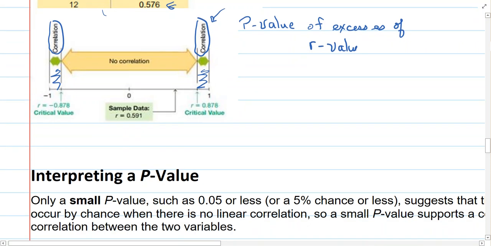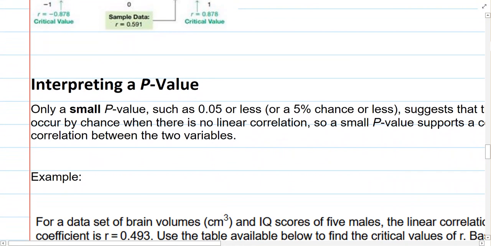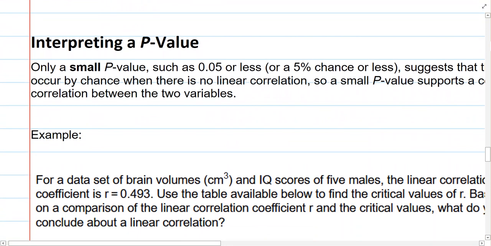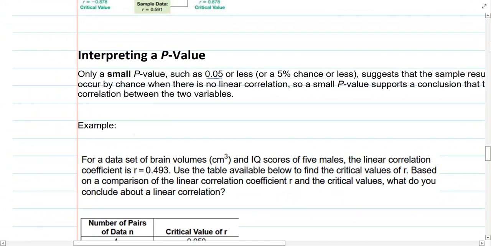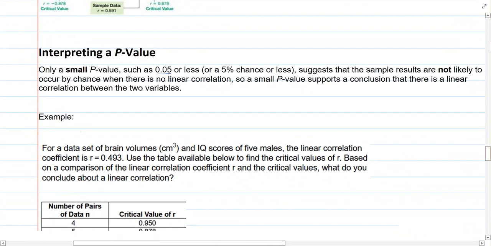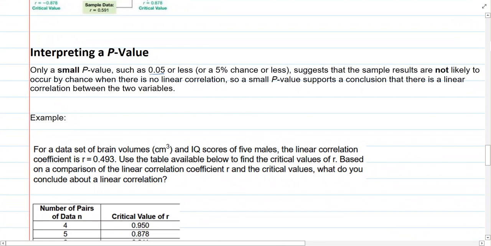So now we get to this p-value, which is a percentile. And it's, of course, in a decimal form. Only a small p-value, such as 5%, suggests that the sample results are not likely to occur by chance. That means it is strong. That the percentile of 5% or lower means that there's no way that some anomaly in the sampling can cause it to occur again.